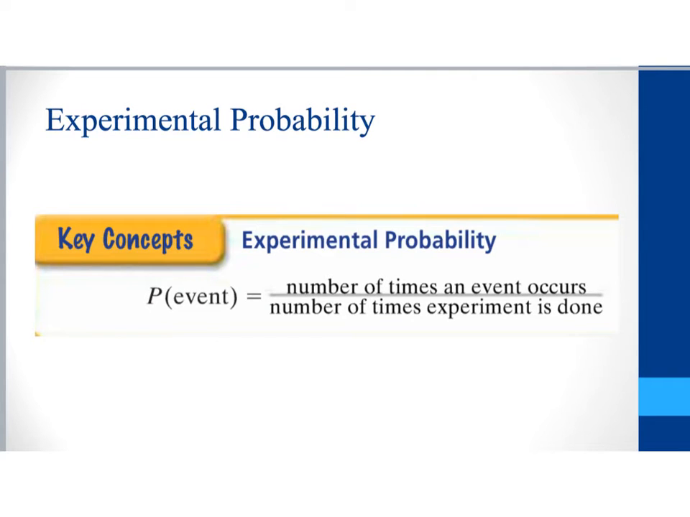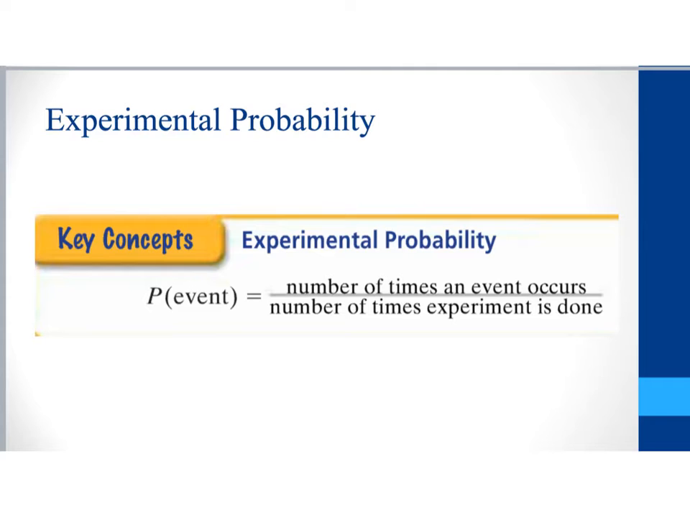Experimental probability really isn't much different than theoretical probability or anything else that we've been calculating, but the key difference here is experimental probability is the number of times an event occurs, but it's going to be divided by the number of times an experiment is done or completed in this case.